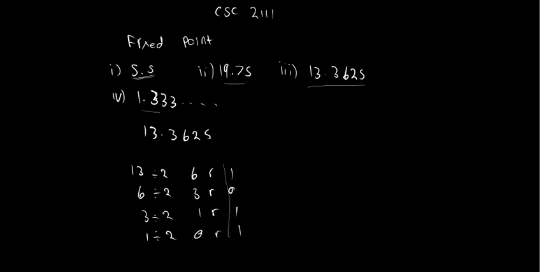So this is how we represent 13 in binary. It's just 1101. You can do the conversion back. Then now our 0.3625.